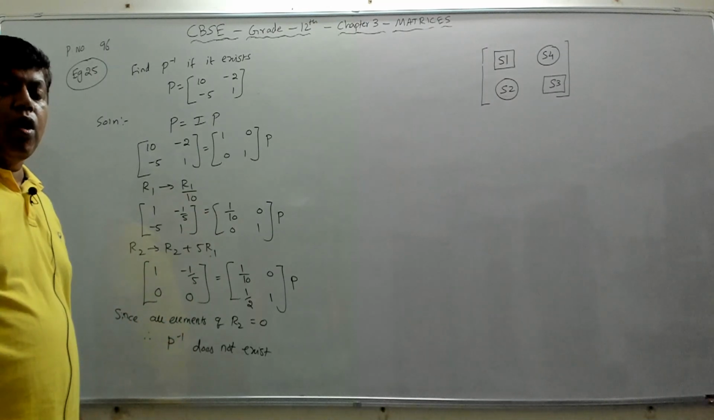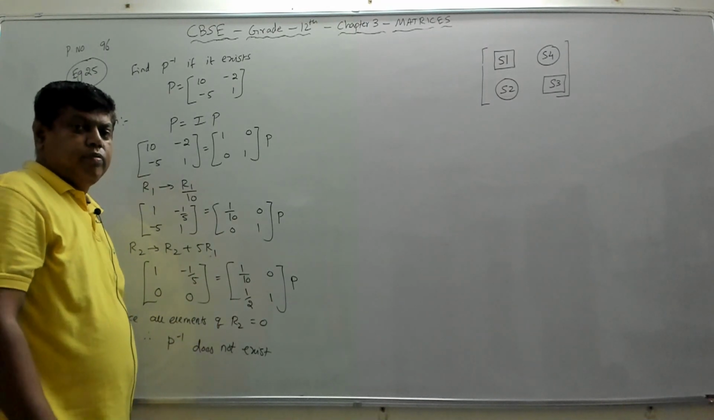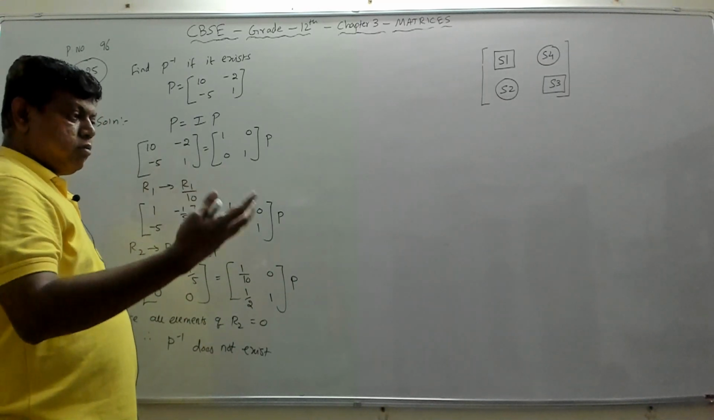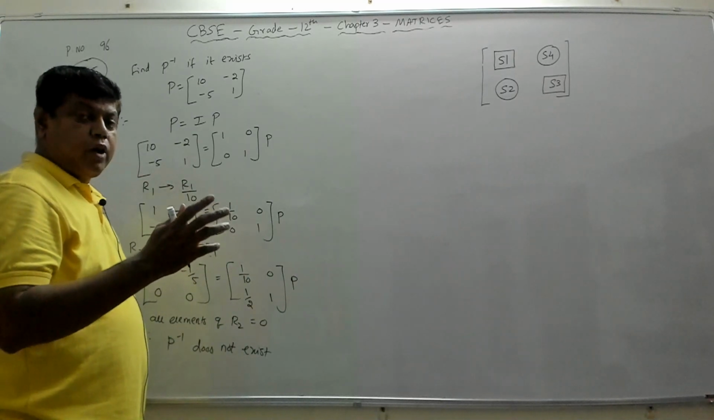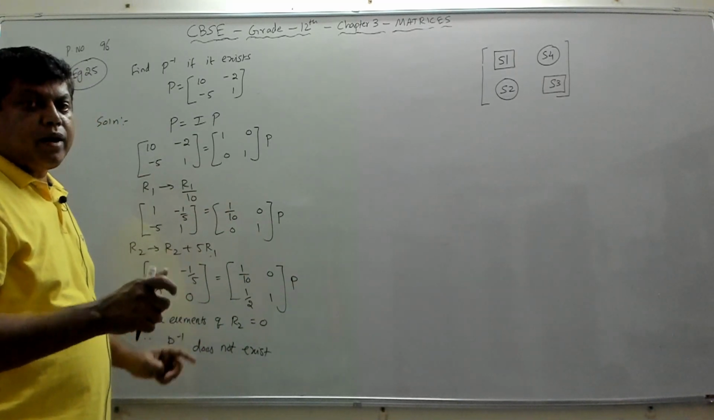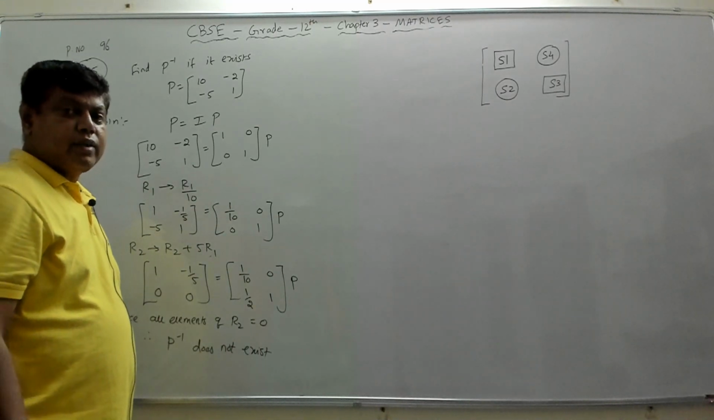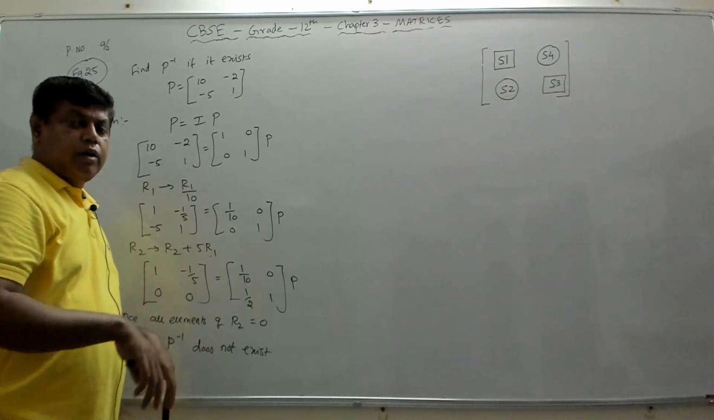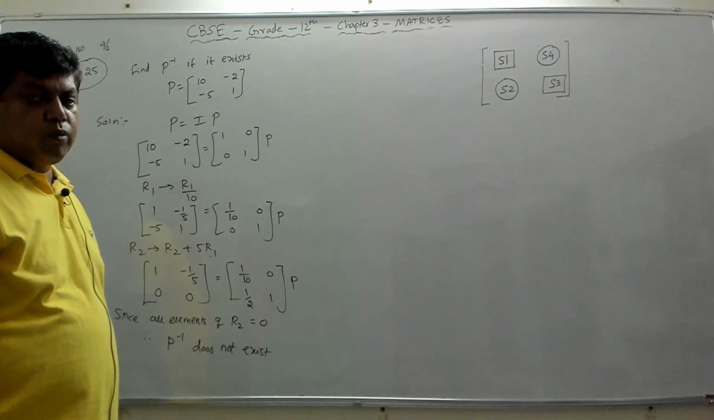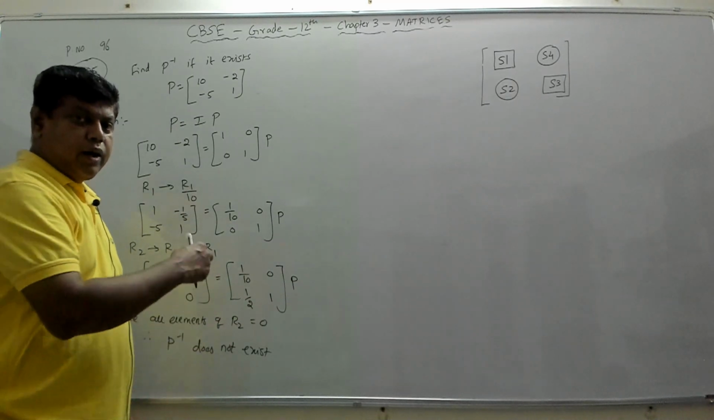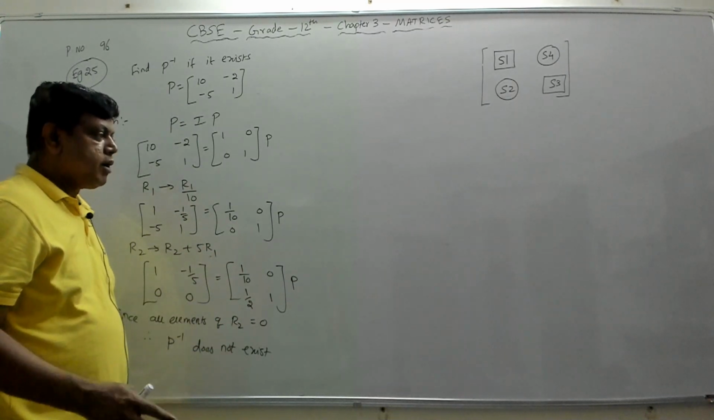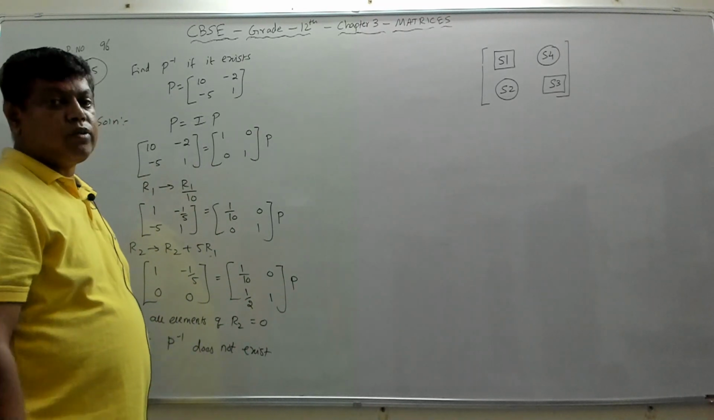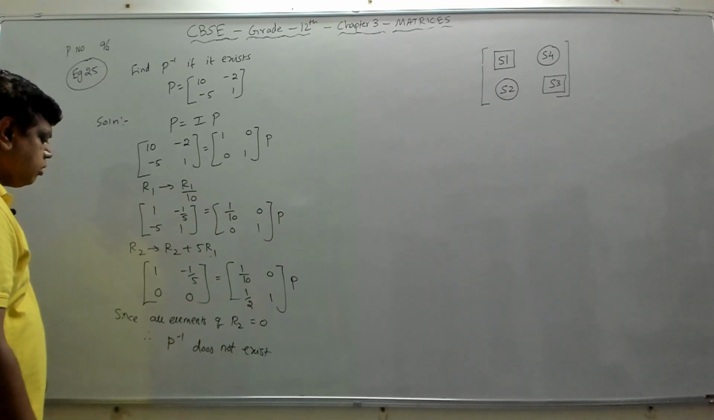It's not necessary that all square matrices have inverses. There are square matrices which do not have inverses, and you will study that in determinants. If the determinant of a matrix is 0, we call it a singular matrix, and singular matrices don't have inverses. I will teach you in the determinant chapter. Inverse exists only for a non-singular matrix, which means the determinant of A is not equal to 0. You can watch my determinant video to understand better.